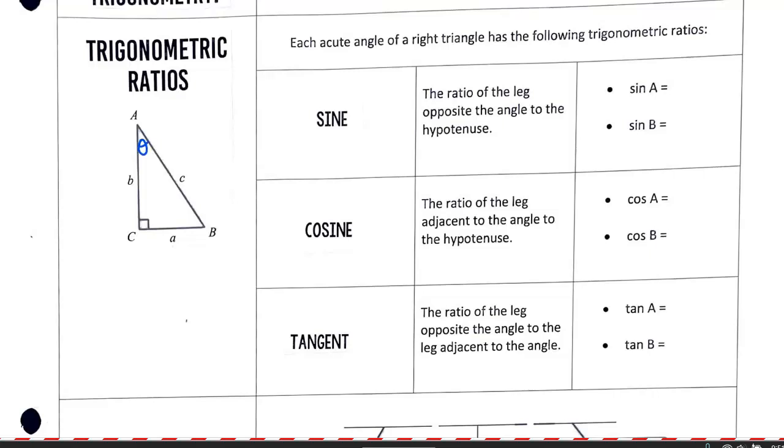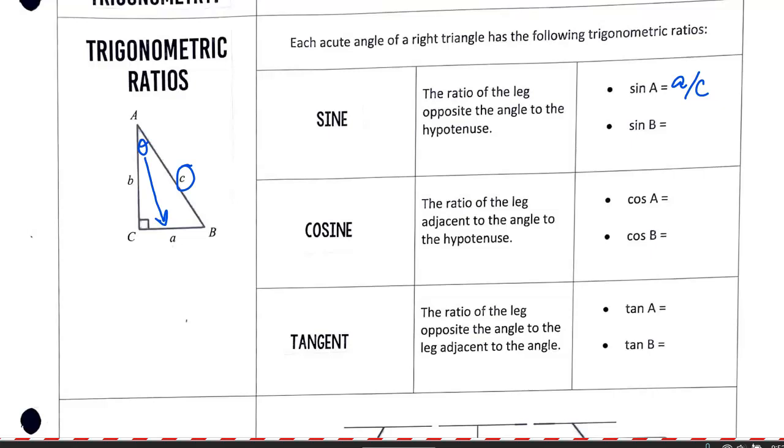I'm just going to put a little theta symbol there. That means we're looking for the opposite side to that, which of course would be a. So we're going to write this ratio as a over our hypotenuse, which is c. So if we were using that angle A, we would write sine as opposite over hypotenuse, that's a over c. What about if we're trying to find angle B though?